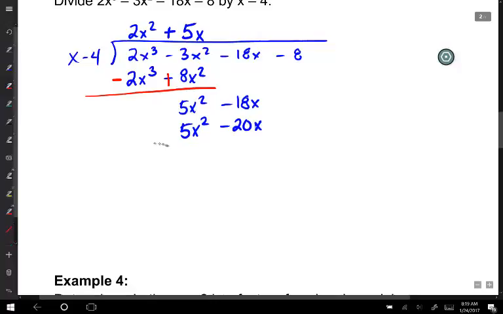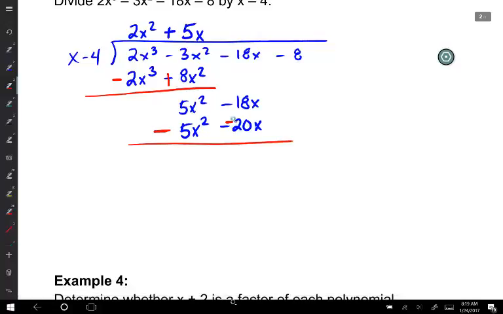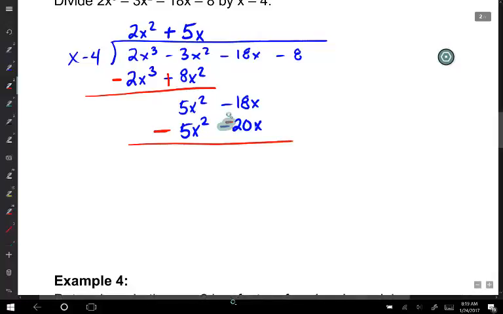I'm going to switch to red. I subtract there. And notice, Aaron, see this minus 20x? I'm really subtracting it. But what's a minus minus? It becomes a plus. And so I'm going to erase my minus minus and make it a plus. That gives me a result of 2x minus 8.